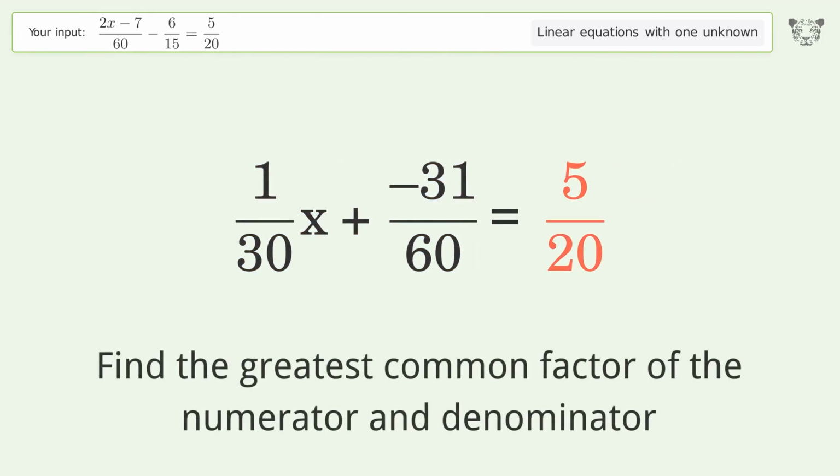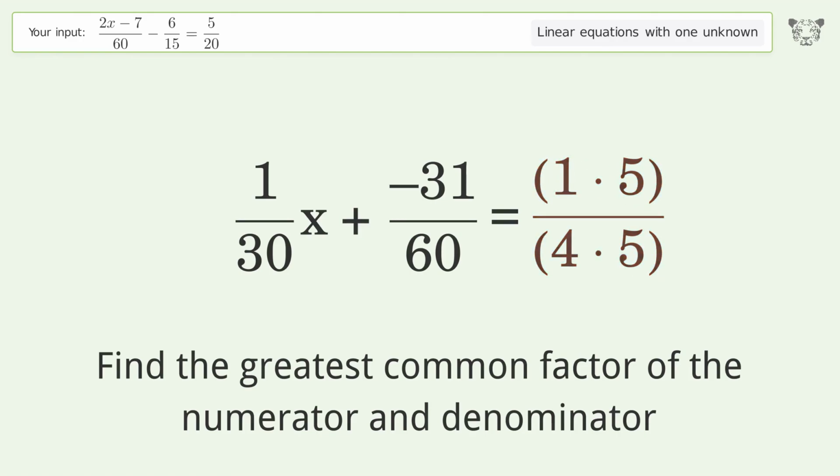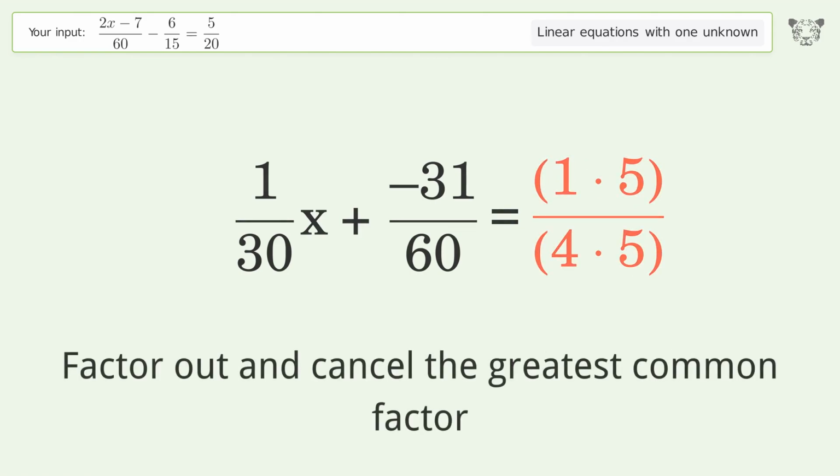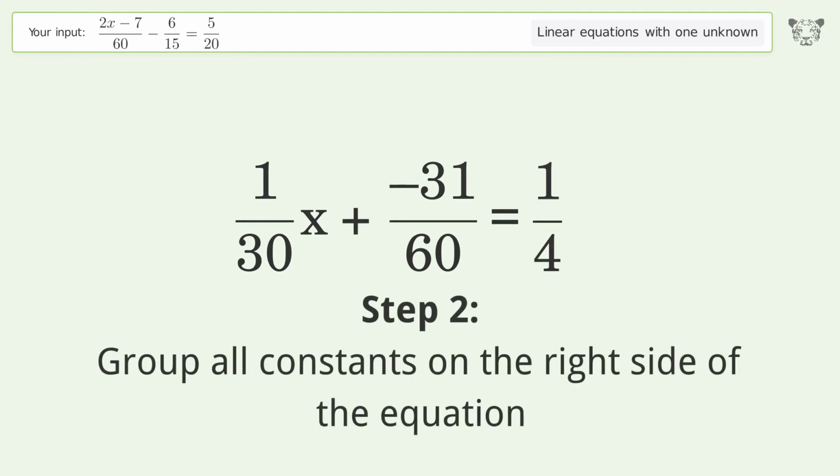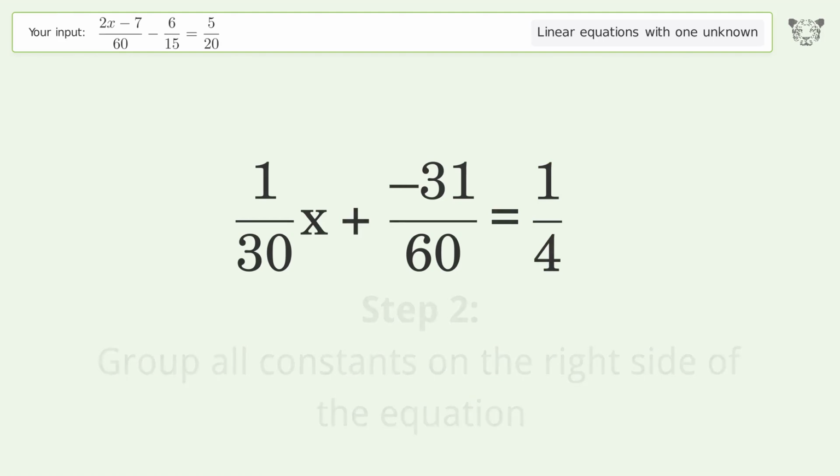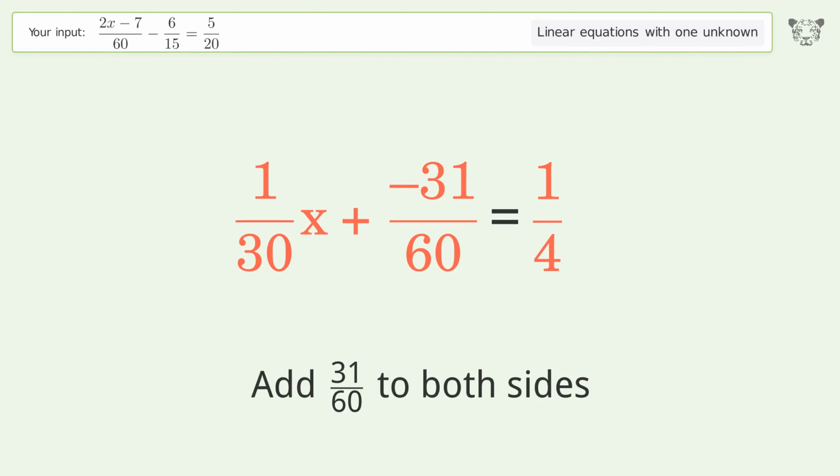Find the greatest common factor of the numerator and denominator. Factor out and cancel the greatest common factor. Group all constants on the right side of the equation. Add 31/60 to both sides.